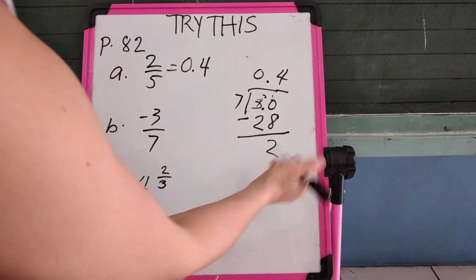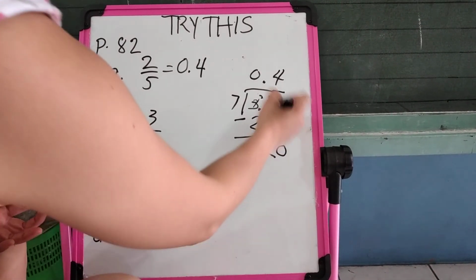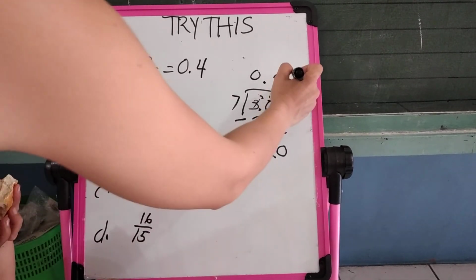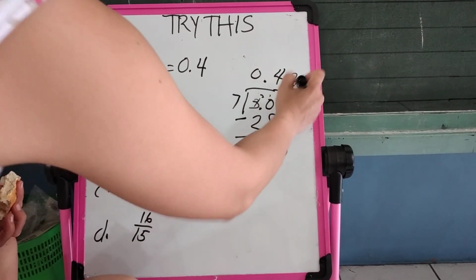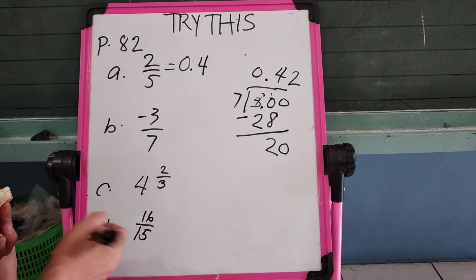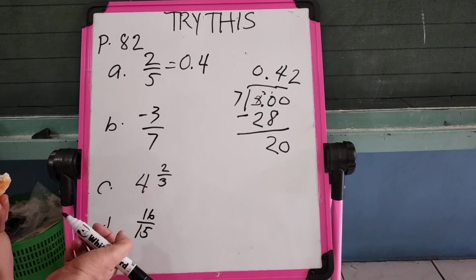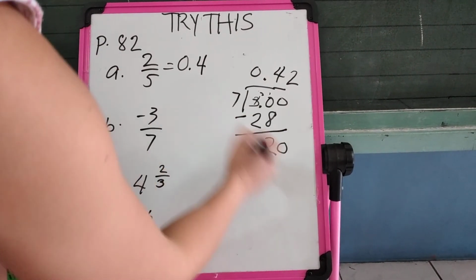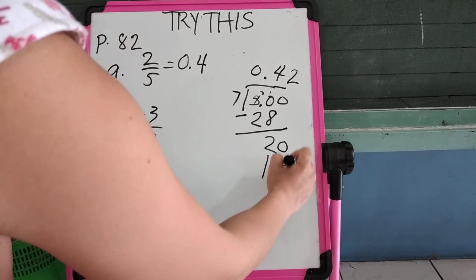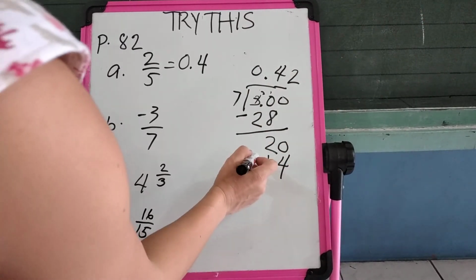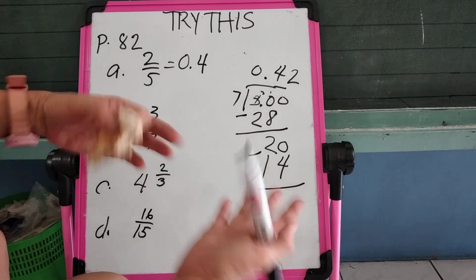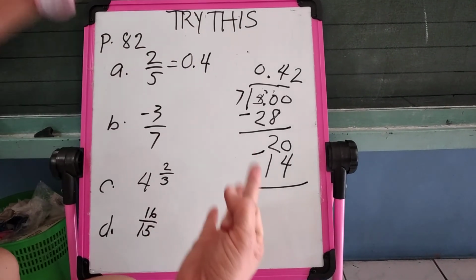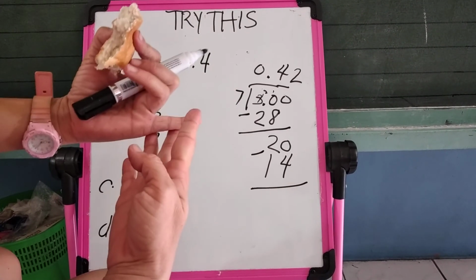So now that we have 2, let's try to add another 0. So 20 divided by 7 will give you 2. Why not 3, miss? Because 3 times 7 is 21. It's greater than 20. So 2 times 7 now, multiplying, is 14. And third step, subtract. So remember this: divide, multiply, subtract, bring down.